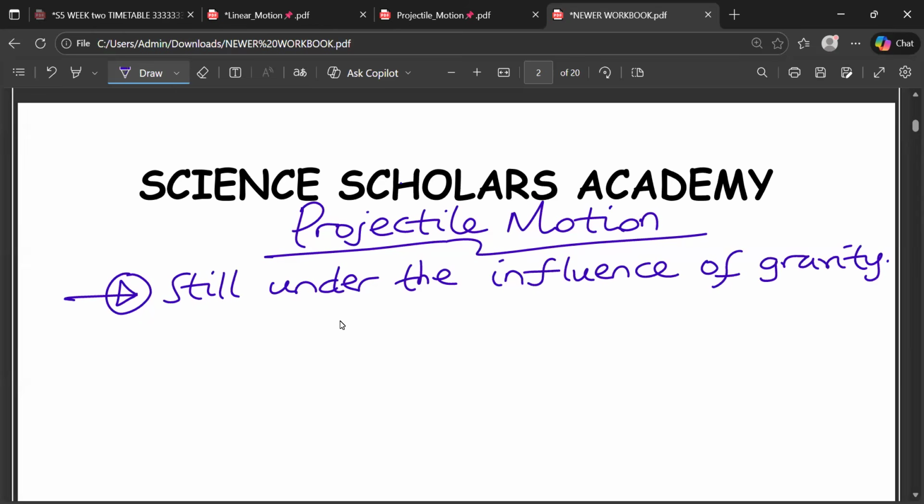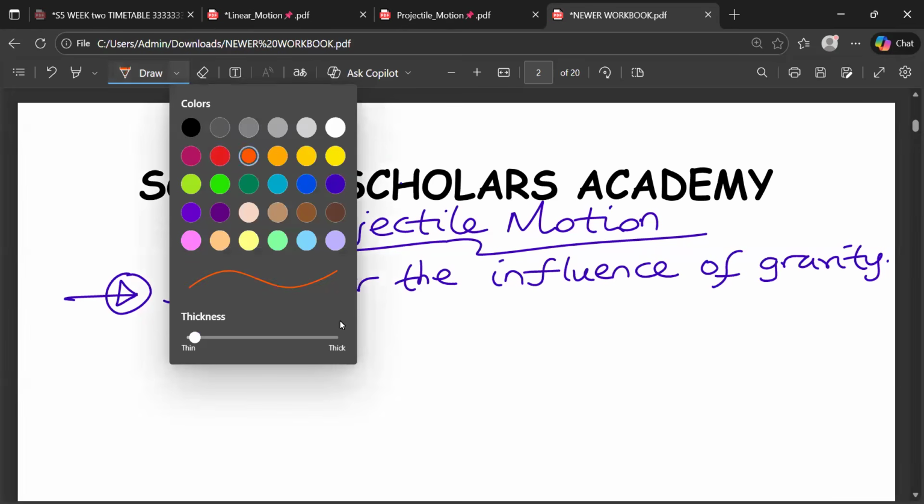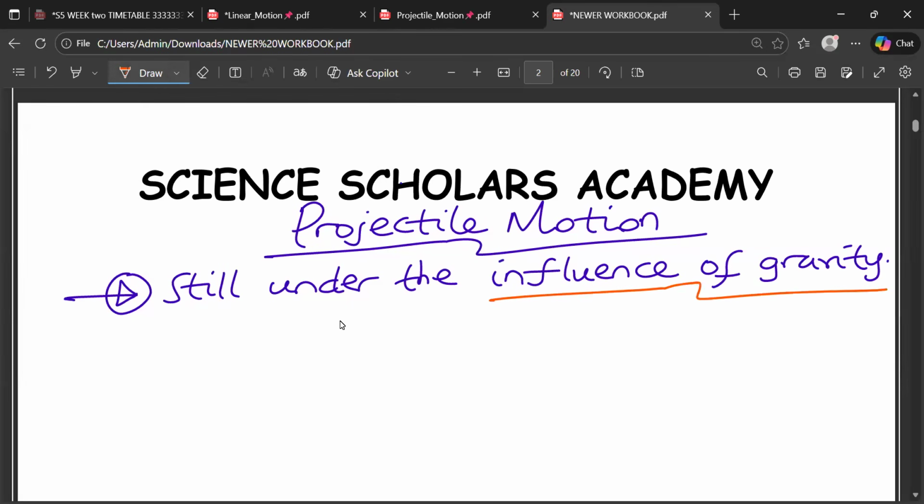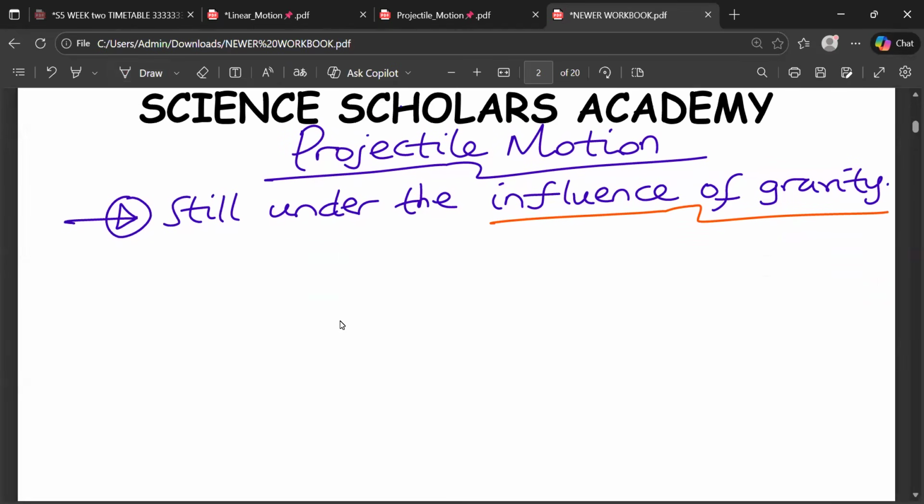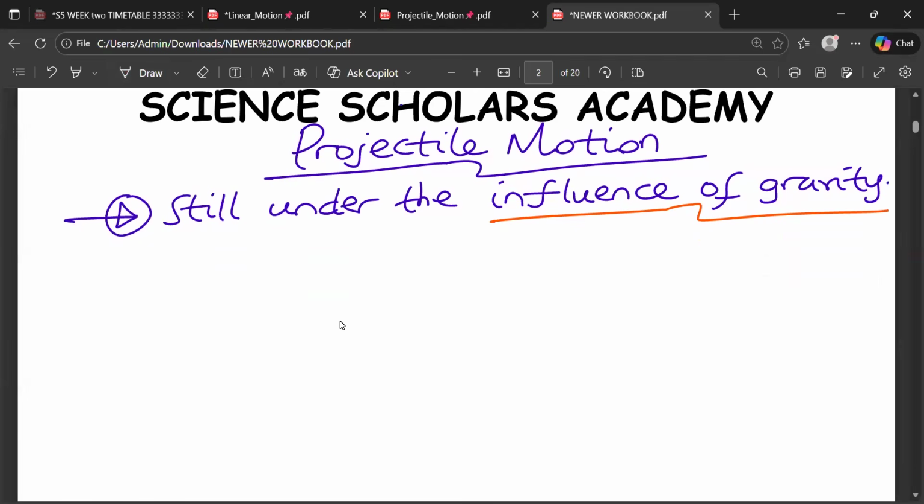People forget that projectile motion respects gravity. So, how can we define projectile motion? Or before even defining it, what is to project? Yes, what is to project and what is a projectile?